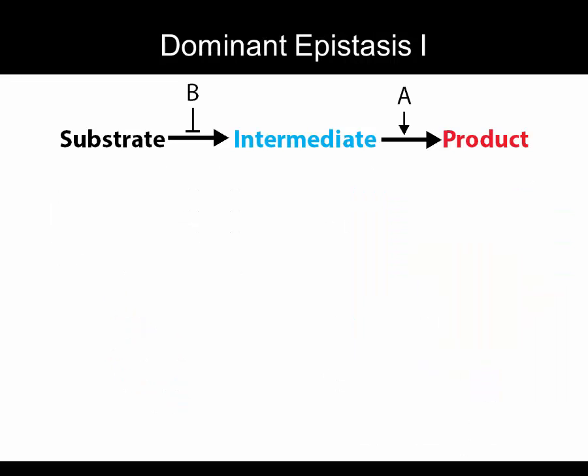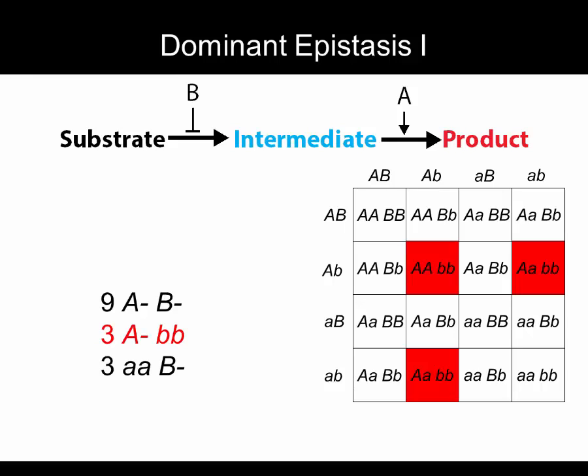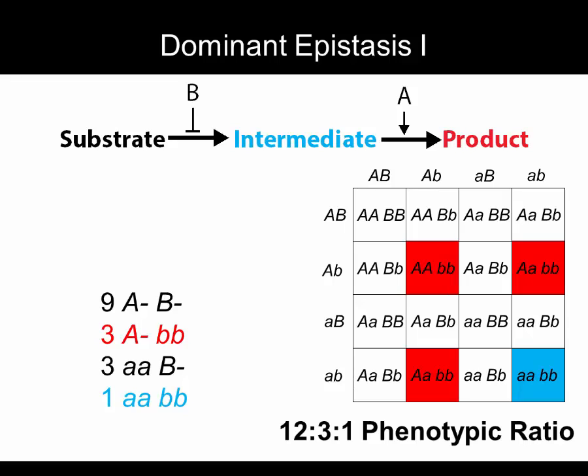Now here's a form of dominant epistasis. Again, there's a final red product and blue intermediate. But here, gene B functions to inhibit the production of the intermediate. So the intermediate, and therefore final product, only form when there is no dominant B allele present. Looking at the dihybrid Punnett square, there are 12 boxes with at least one functional B allele, which therefore make no pigment. Of the remaining 4 boxes that are homozygous recessive for B, 3 have a functional A allele and produce red pigment. The last box lacks the dominant A allele and will be stuck at the blue intermediate. This results in a 12:3:1 ratio.